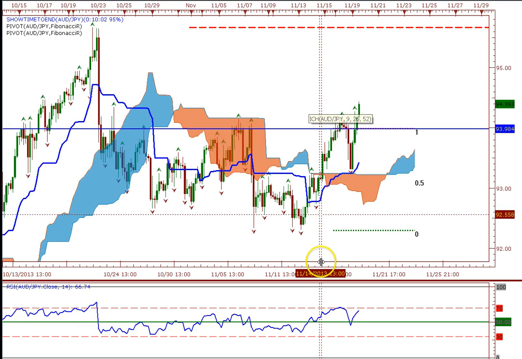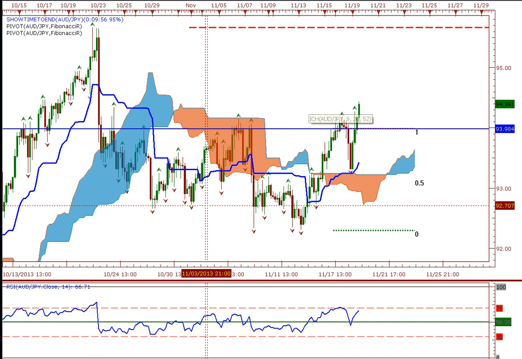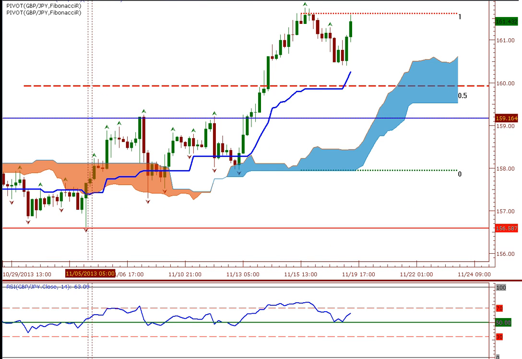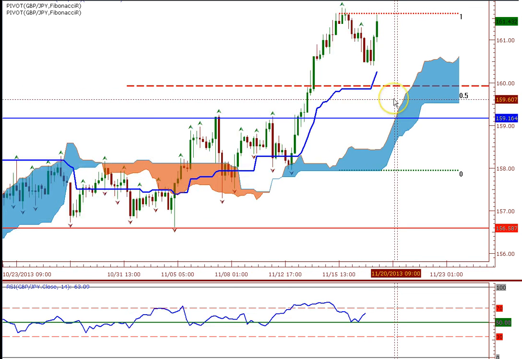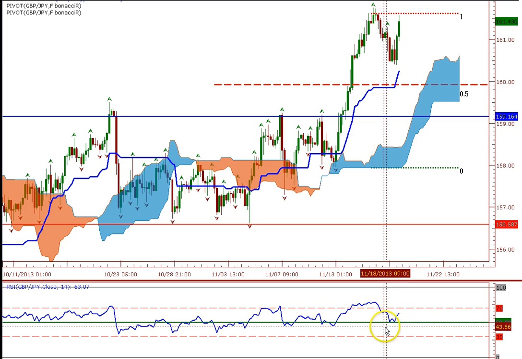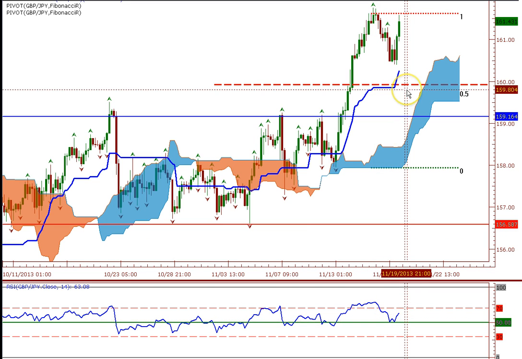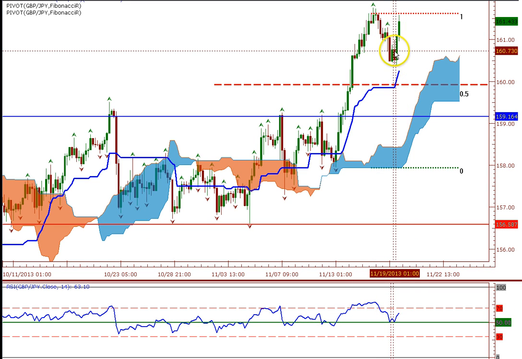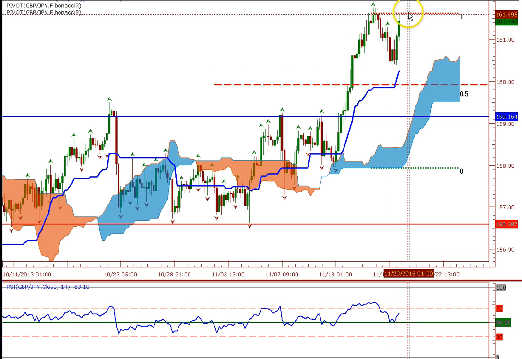All right, Aussie yen 4-hour time frame. Here's the pound yen 4-hour time frame, and again, same thing. You could see where we would have gotten a trade down here where price bounced off of this 50 level. We got some confirmation, and then we get into the trade and price moved up to here.